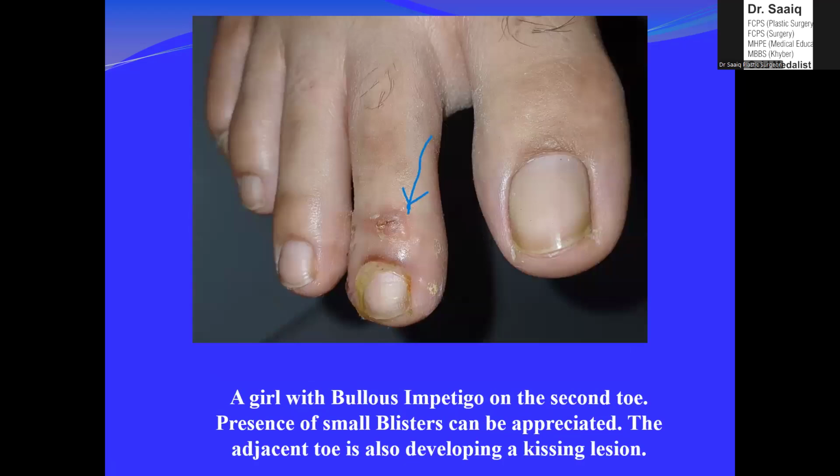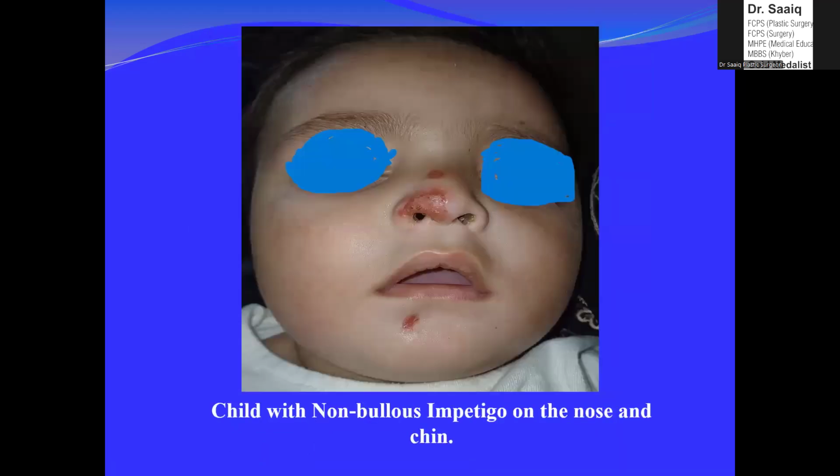Here is a girl who presented with formation of small blisters, and they can be appreciated on the second toe. And the patient also complained of a similar lesion evolving on the adjacent third toe. So it was a case of bullous impetigo. Here is a child who presented with erythematous non-blistering lesions on the nose and the chin.